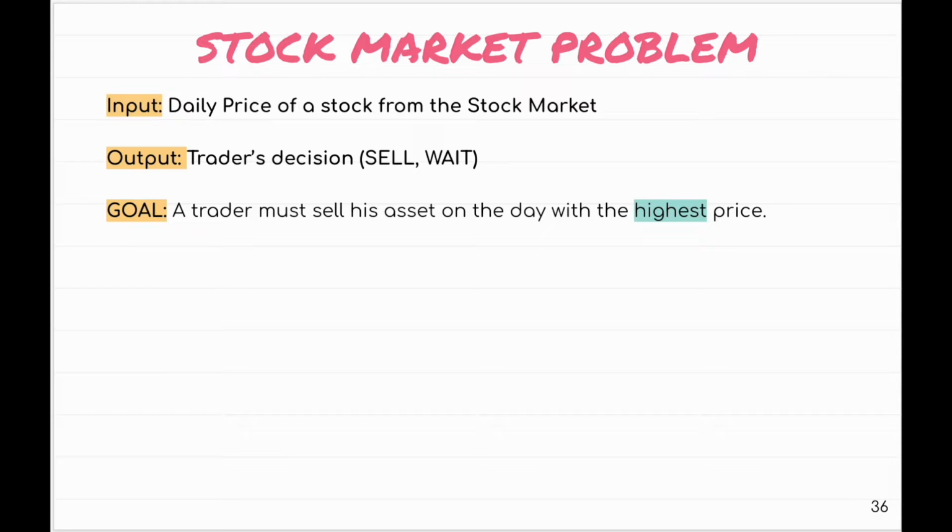And then your output is your decision as a trader whether you will sell your particular asset. Suppose may one asset ka lang to simplify the problem. You need to know whether you will sell your asset or to wait para maghantay ng mas mataas man na price. Your goal as a trader is for you to be able to sell your piece of asset, one piece of asset, with the highest price.